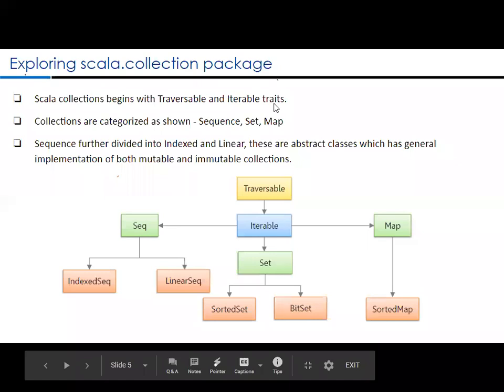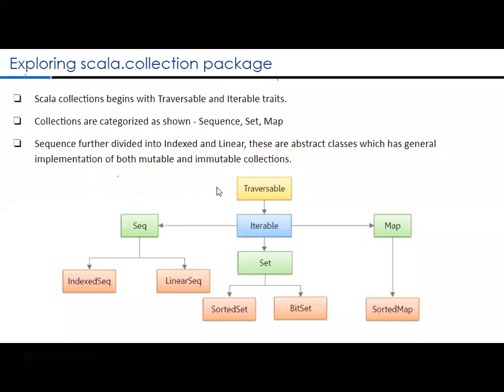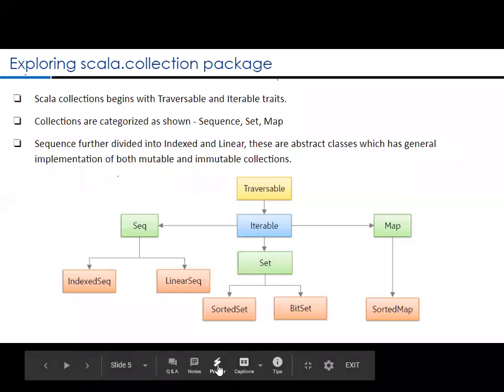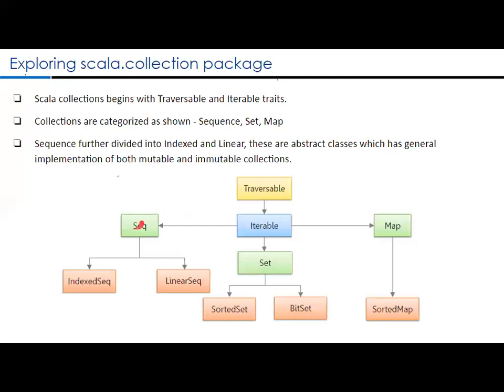So if you look into the Scala collection hierarchy, we have a Traversable trait. Just like in Java, we have Iterables, similarly you have another one called Traversable. And then you have Iterable. Now, if you see, these collections are basically categorized as shown.